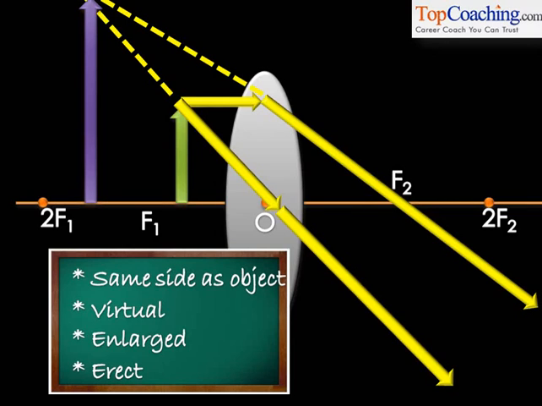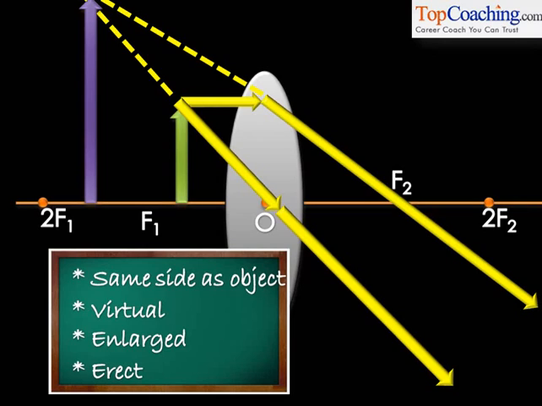So you may be asked, in which situation does the convex lens form an erect image? It forms an erect image when the object lies between f1 and O. Can a convex lens form a real erect image? No, it can only form a virtual erect image. Whenever the image of a convex lens is real, it is always inverted. It is not erect. Understood? So you must remember this property also.